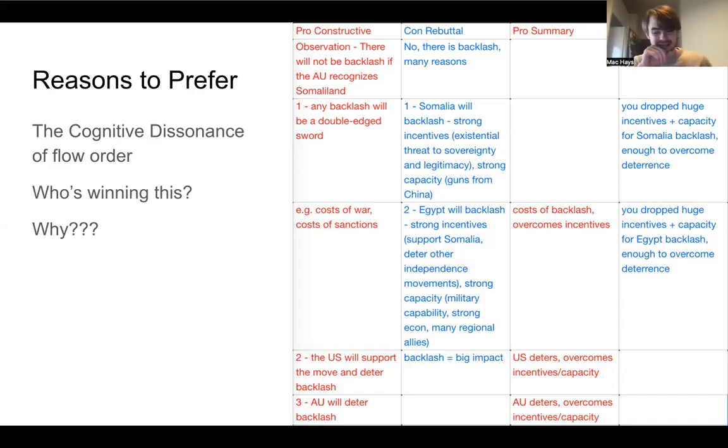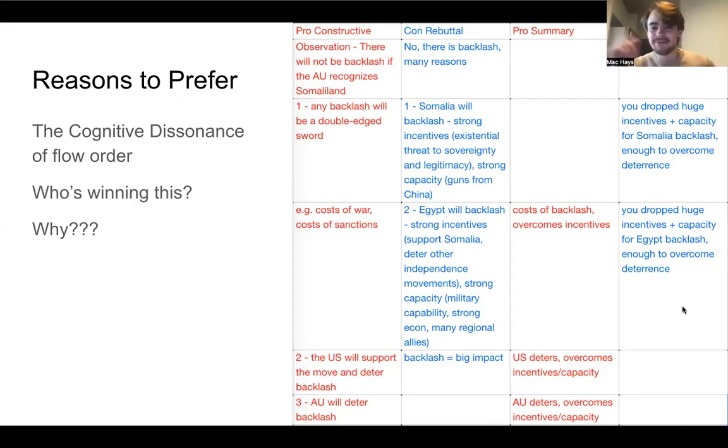So I'll give you an example here. Let's say the pro-constructive on the Somaliland topic says, for some reason, I don't know why they're doing this, they have defense in their constructive before the neg even reads any of the offense that this is responsive to. They say, just as an observation to their case, there will not be backlash if the African Union recognized Somaliland, and they have three warrants.